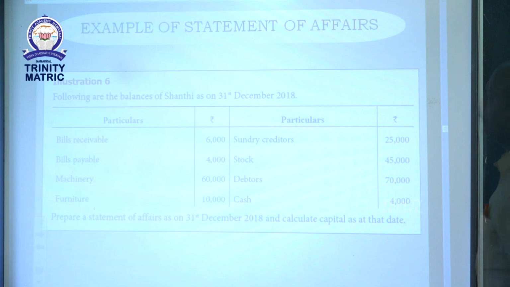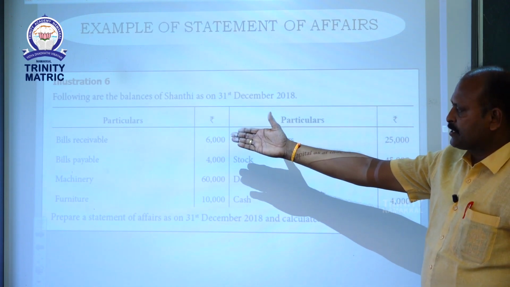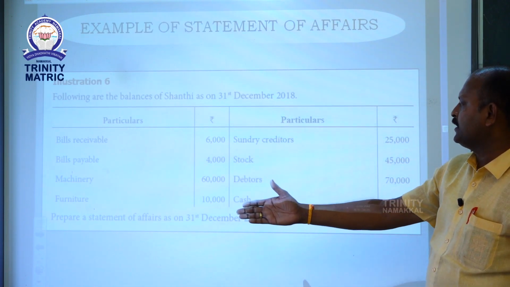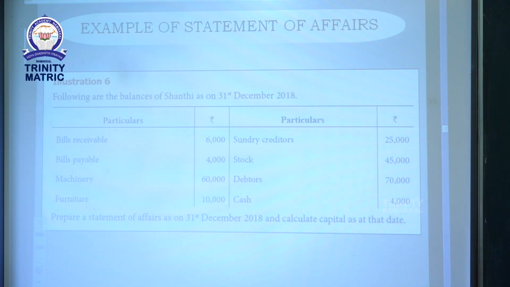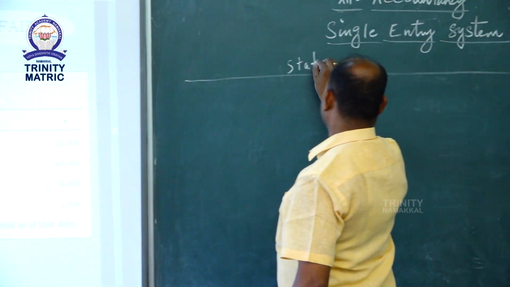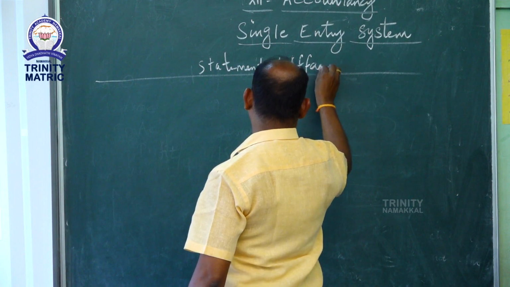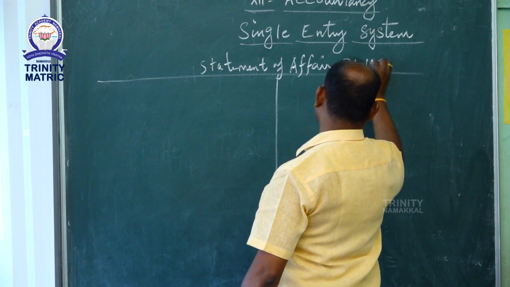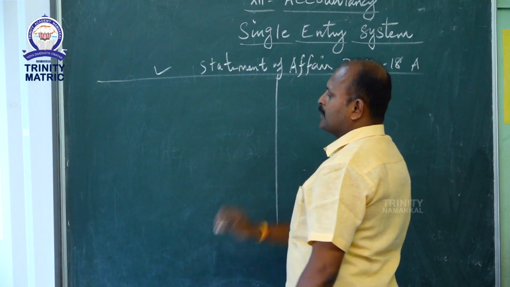See the example. From the following balances of Shanti as on 31st December 2018, what are the items given? Bills receivable, bills payable, machinery, furniture, sundry creditors, stock, debtors and cash. Prepare a statement of affairs as on 31st December 2018. So, what should we prepare? Statement of affairs. Write the heading: Statement of affairs as on 31st December 2018. This is the liability side and this is the asset side.